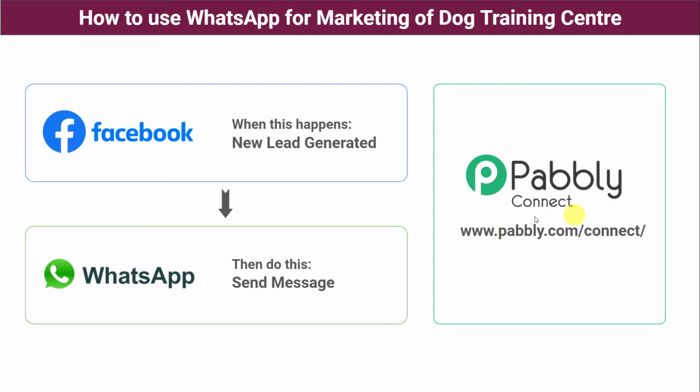Pabbly Connect is an automation and integration software which will help us in integrating Facebook lead ads with WhatsApp automatically. The best part here is it doesn't require any coding skills or programming knowledge. Even a non-technical person can do this very easily. So let us check this in real time.